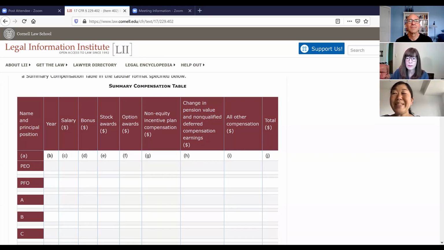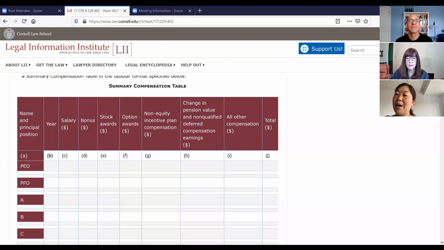Something that you don't see very often, but it is part of the enumerated list, is any kind of company security related item, or if the executive purchases company securities, any discount associated with that.